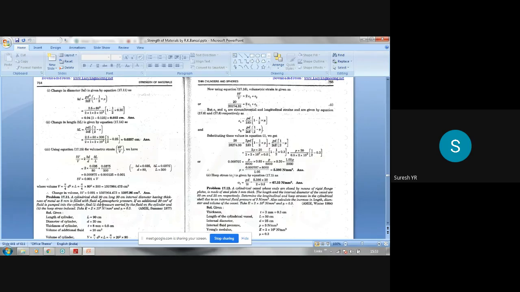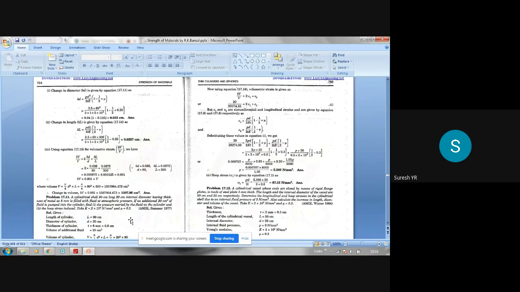Delta V is given, 20 centimeter cube. 20 centimeter cube means 20,000 millimeter cube, so that should be converted to millimeter. 1 centimeter is 10 mm, so centimeter cube will be 10 cube, that is 1000. So 20 into 1000, 20,000. P is unknown here. Also compute the hoop stress induced, that is sigma 1.